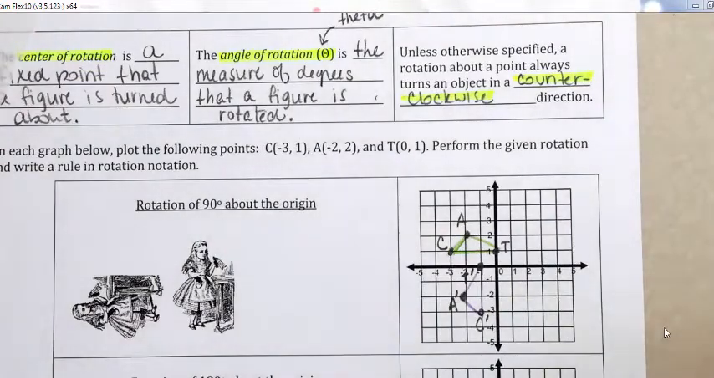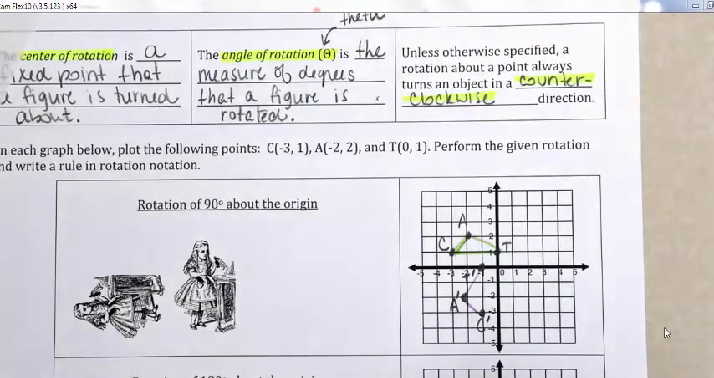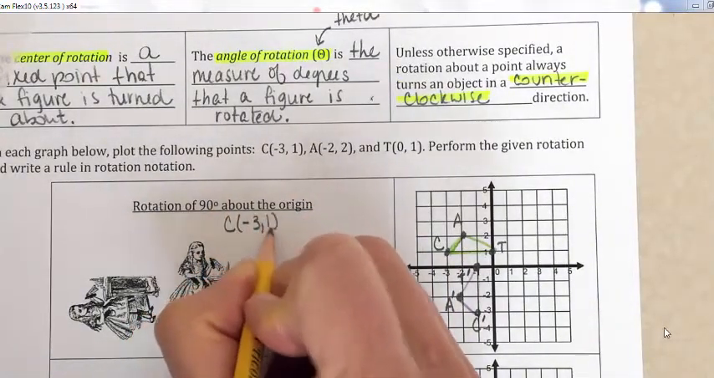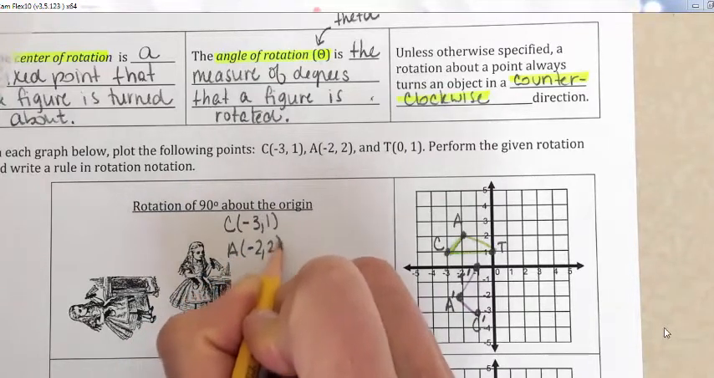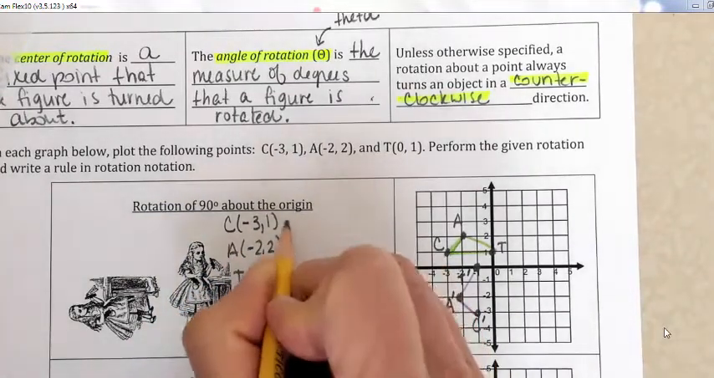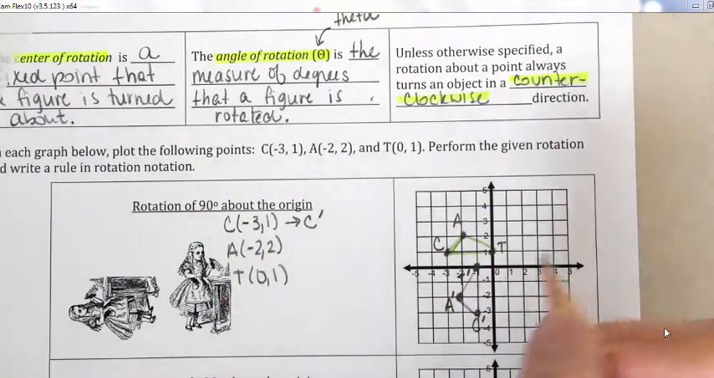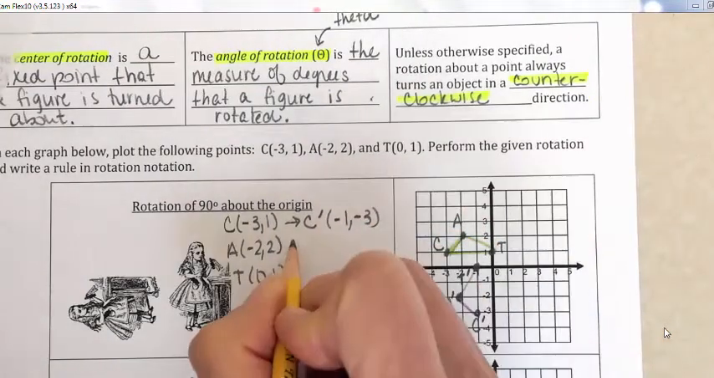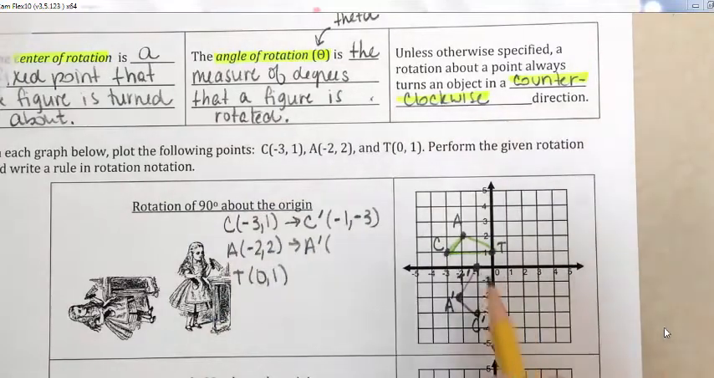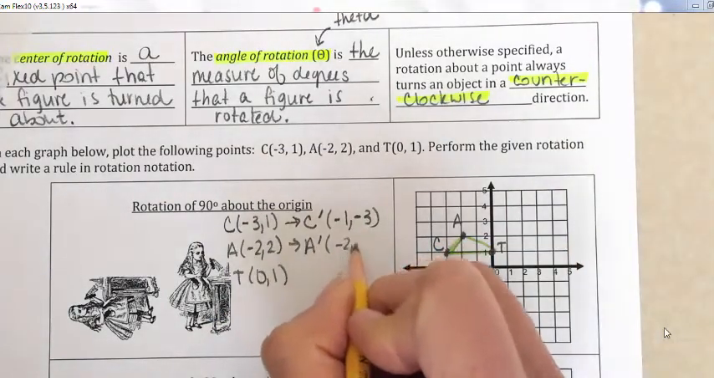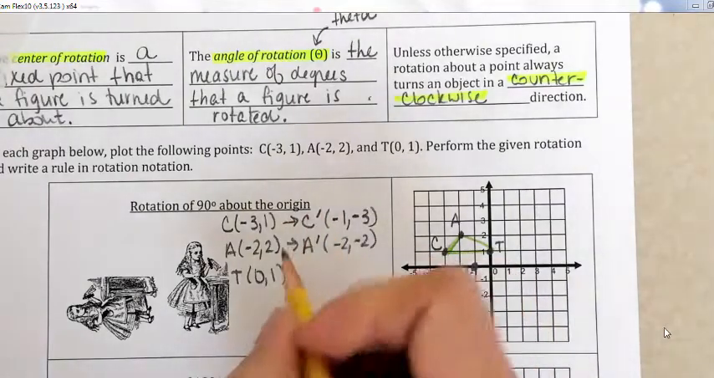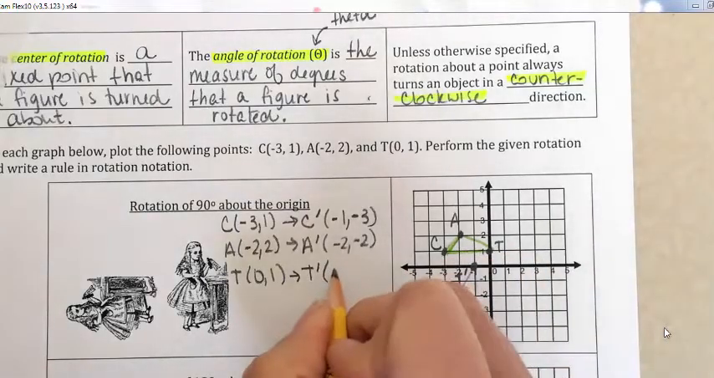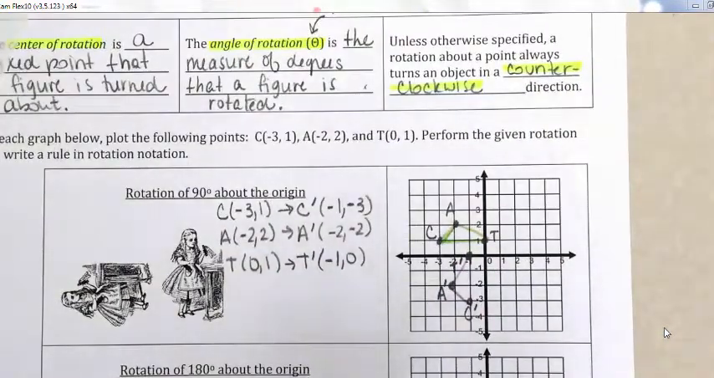Okay. So let's come up with a general rule for this. Again, I'm going to write down the original points. And then C prime became -1, -3. A prime became -2, -2. And T prime became -1, 0. So let's think about what happened here.